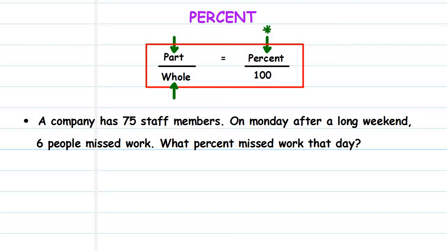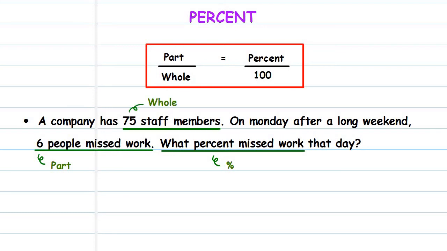And usually in the first step, I focus on percent. In the question below, the percent part is what percent miss work. They're focusing on the people who miss work. So, part from the formula should be talking about the number of people who miss work. And we can find here 6 people miss work. And whole from the formula is 75 staff members from the whole company. We now pretty much have everything. We can try the formula.